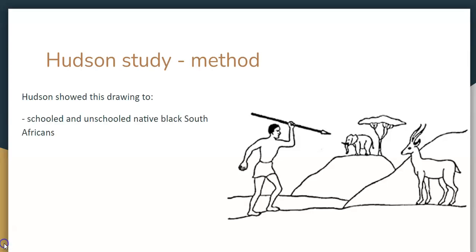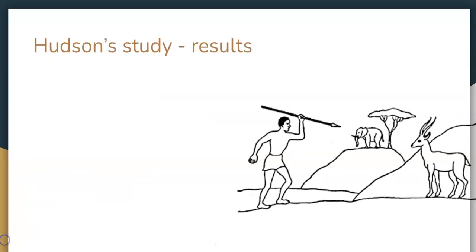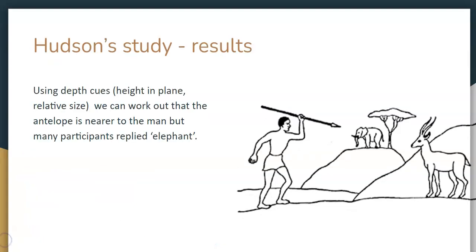They showed this drawing to schooled and unschooled native black South Africans, and also schooled and unschooled white South Africans. And they asked them 3 different questions. What do you see? What is the man doing? And also, which is nearer to the man, the elephant or the antelope? So, these were the results.